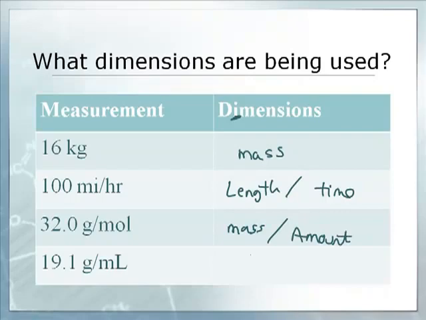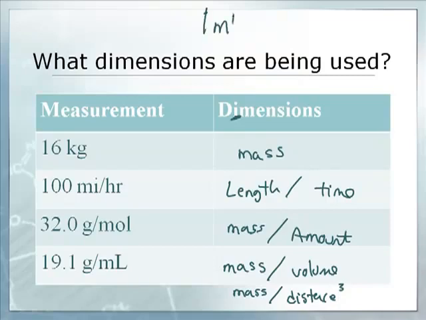And then grams per milliliter. That's a mass per volume. We can call that density. Or you could also call that mass per distance cubed, because a milliliter is the same thing as 1 cubic centimeter. Actually, that's a very important thing to write down, guys. 1 milliliter is equal to 1 centimeter cubed.